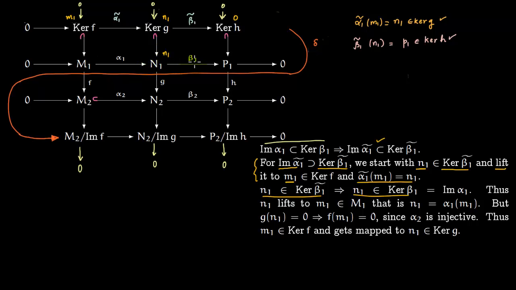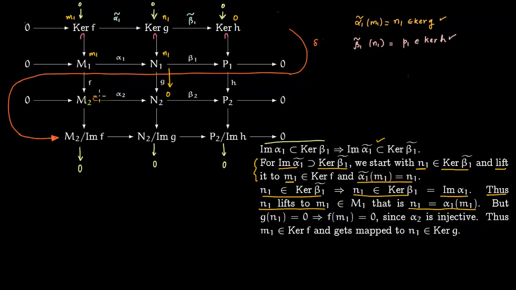So kernel of the map going out is equal to the image of the map coming in. So kernel of beta 1 is equal to image of alpha 1. So this n1 comes from some m1 right here. So because n1 lies in kernel of beta 1, which is equal to image of alpha 1, we are saying that n1 lifts to m1, that is n1 is equal to alpha 1 times m1. It lies in the image, precisely this, nothing much. But this n1 lies in kernel of g, so this n1 will get mapped to 0 right here.